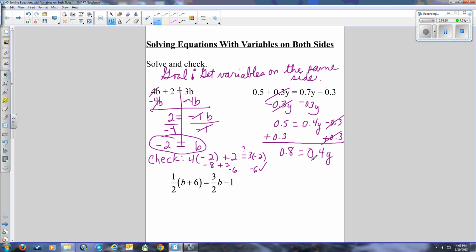So we need to get y alone. And 0.4 is multiplying the y, so we're going to do the opposite and divide each side by 0.4. And so on the right-hand side, the 0.4's cancel. And we have 0.8 divided by 0.4, and that gives us 2. So y is equal to 2.